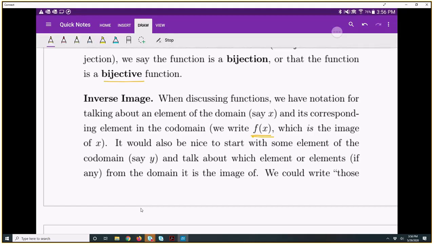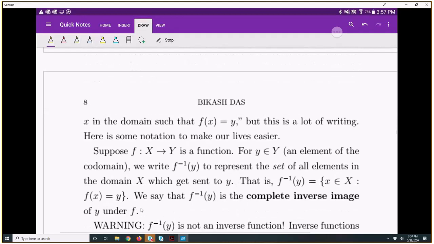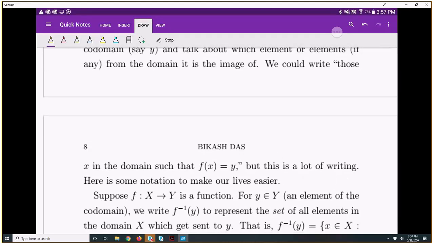It would also be nice to start with some element of the codomain, say some y in the codomain, and talk about which element or elements, if any, from the domain it is the image of. So in words, we would say those x in the domain such that f of x is equal to y. I'm trying to collect all of the x's in the domain that get sent to the same y.